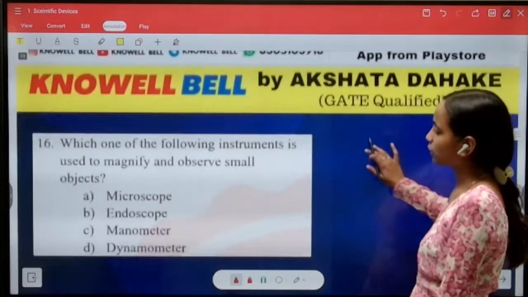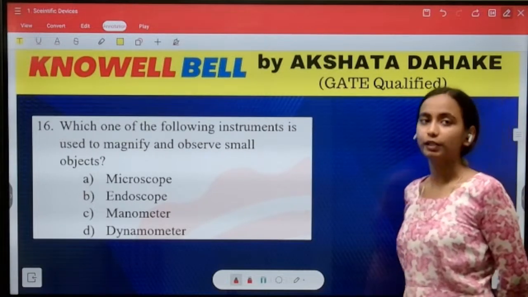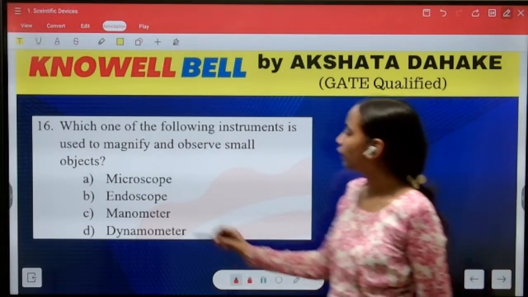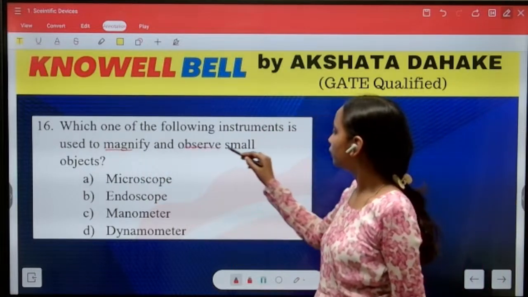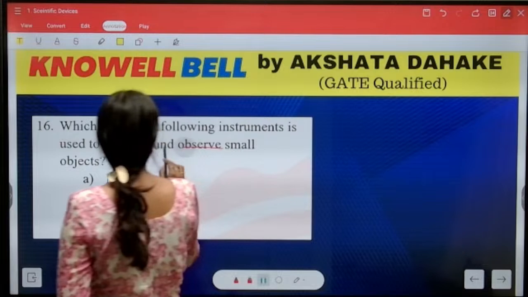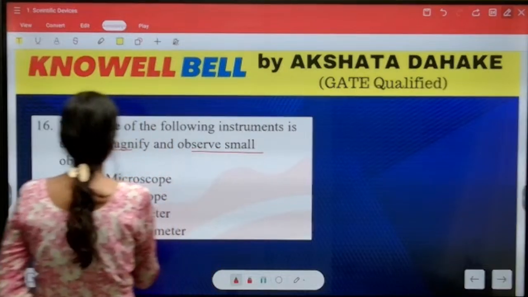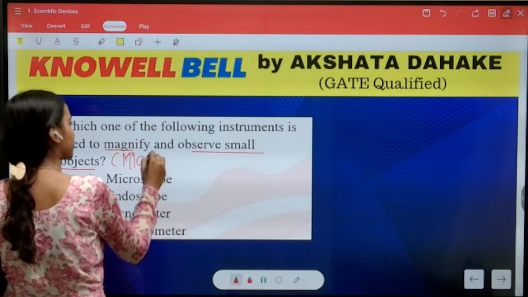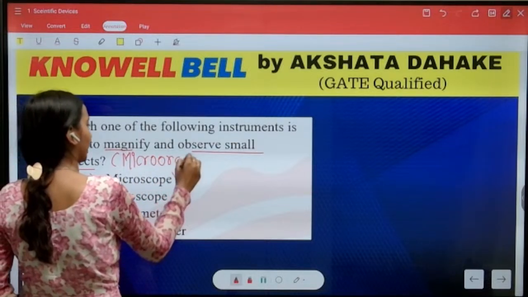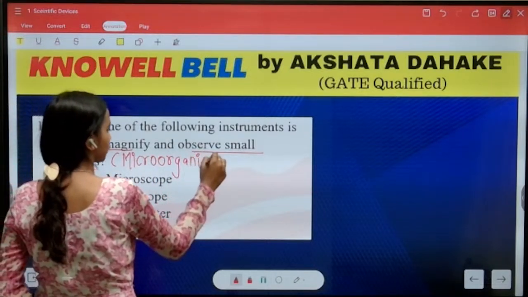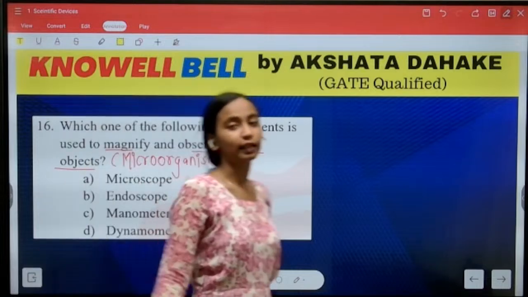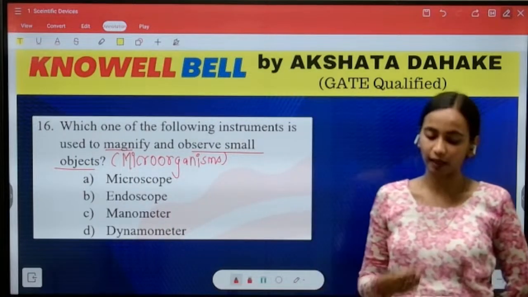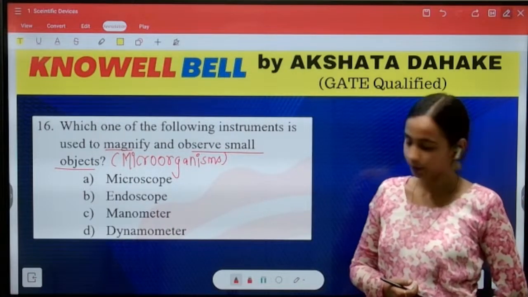The next question is question number 16. Which of the following instruments is used to magnify and observe small objects? What has the question specified? Small objects. What can the small objects be? The small objects can be microorganisms. So which instrument is used to magnify and observe small objects?